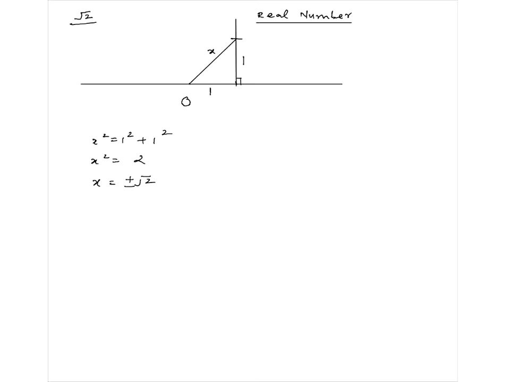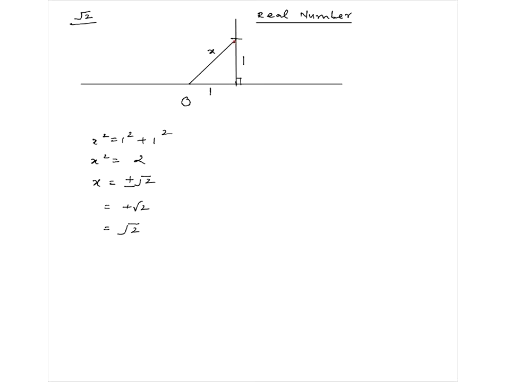But length can never be negative. So reject the negative solution. It is plus root 2. But if one doesn't write anything in front of root 2, it is taken to be positive. That's a convention we follow. So x is automatically root 2.